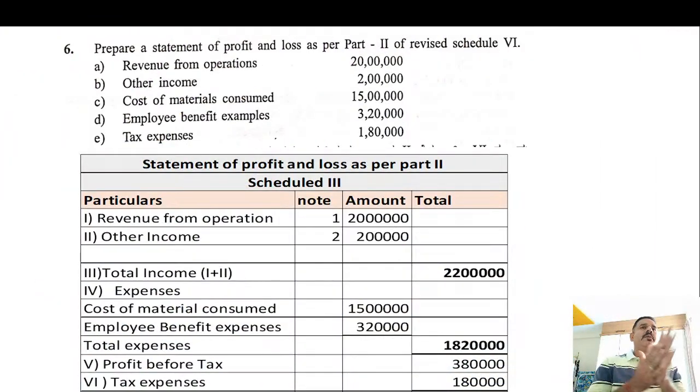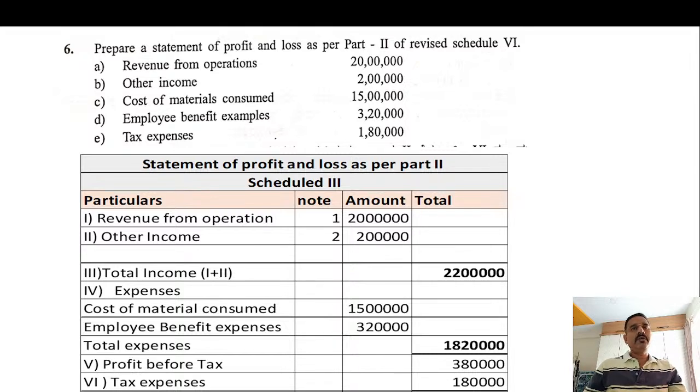Okay, prepare the statement of profit and loss as per part 2 of revised Schedule 6. Now if you see the amended books or Schedule 3, you are preparing as per the Companies Act 2013. We are preparing our balance sheet and profit and loss statement on the basis of Schedule 3.